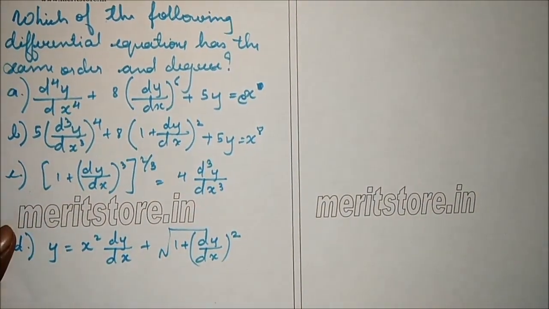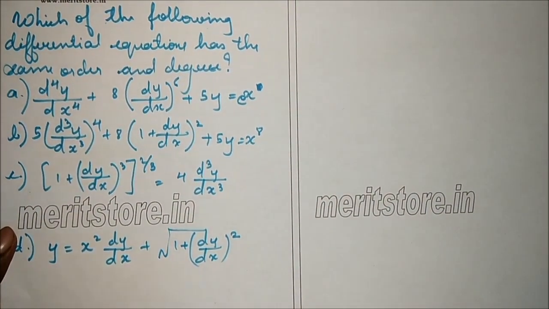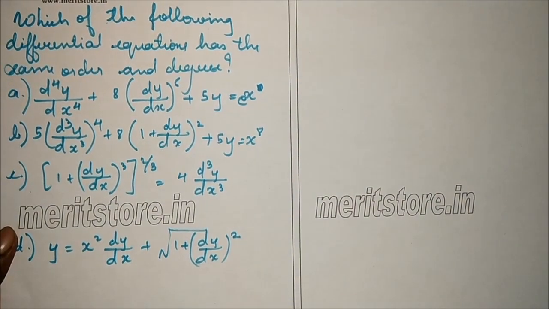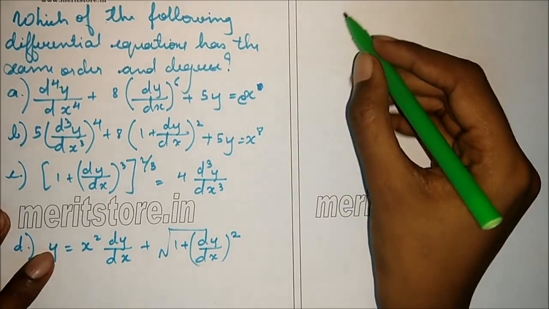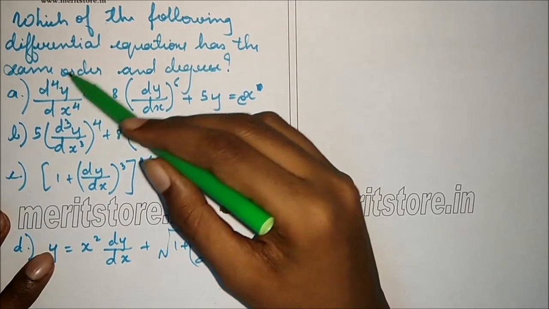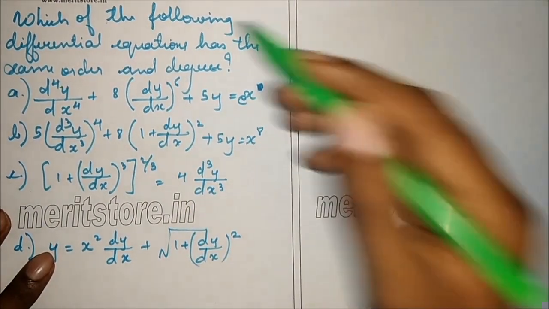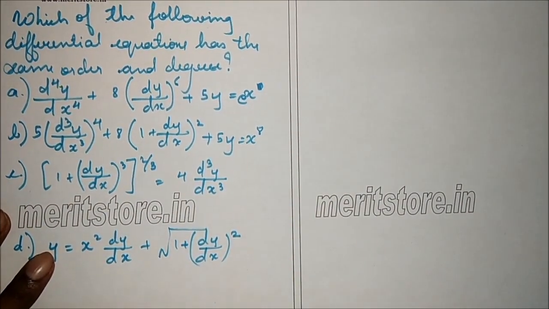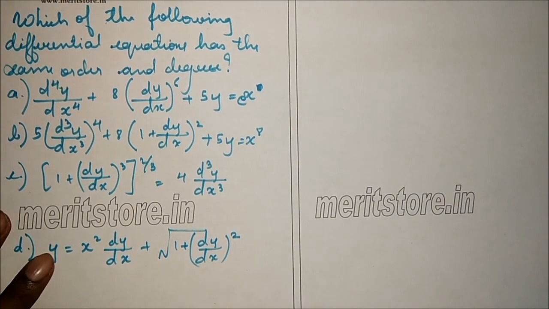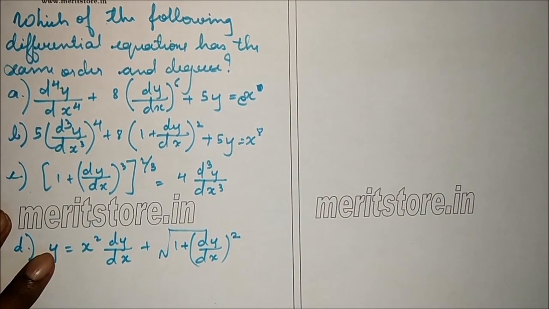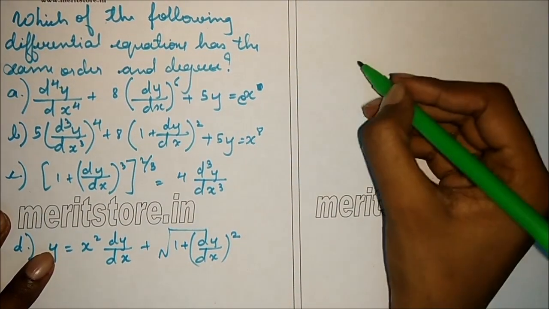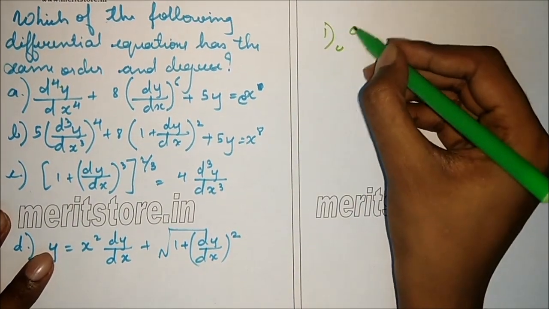Which of the following differential equations has the same order and degree? So we'll be checking each option one by one. For option A, d⁴y/dx⁴ + 8(dy/dx)⁶ + 5y = e^x. So here the order is 4.